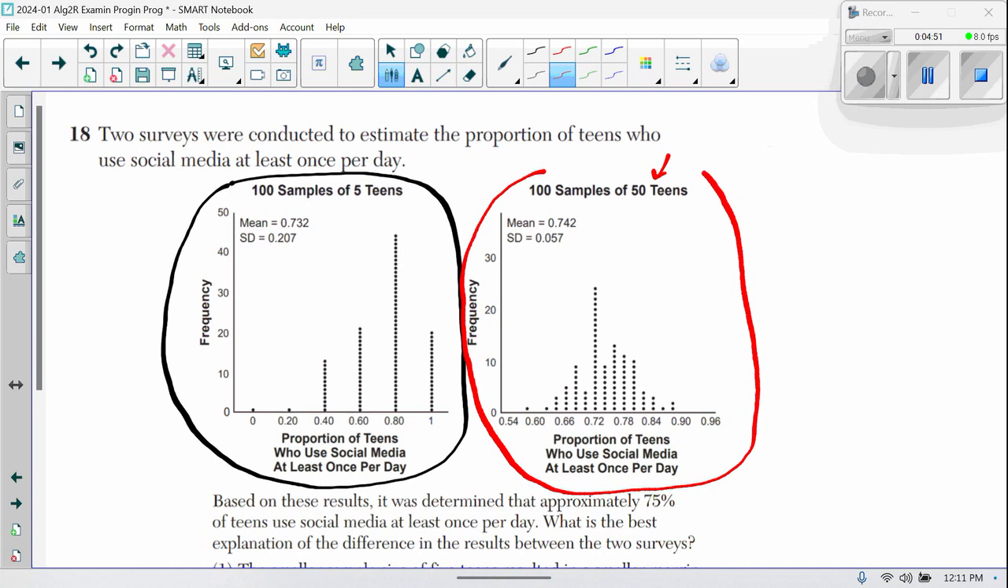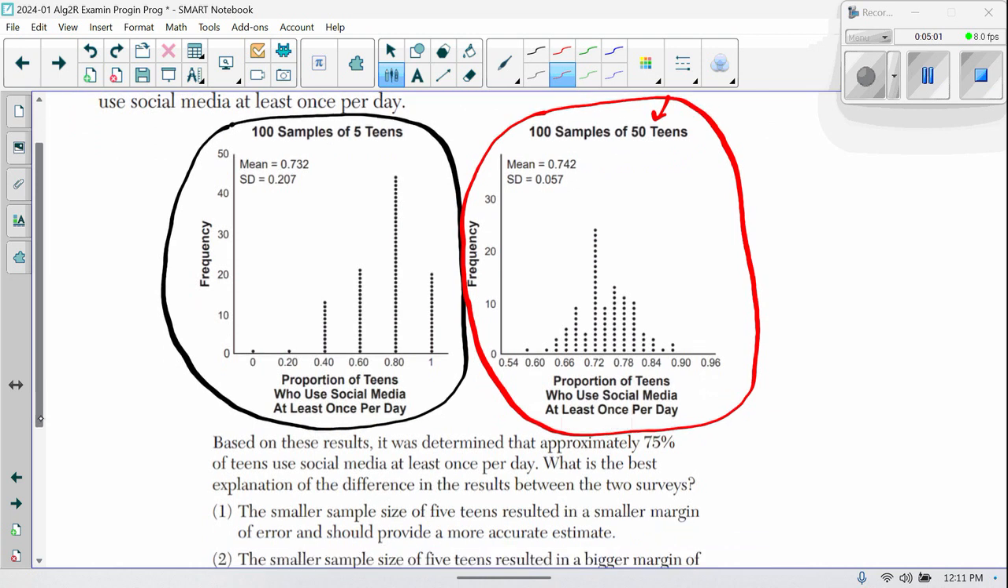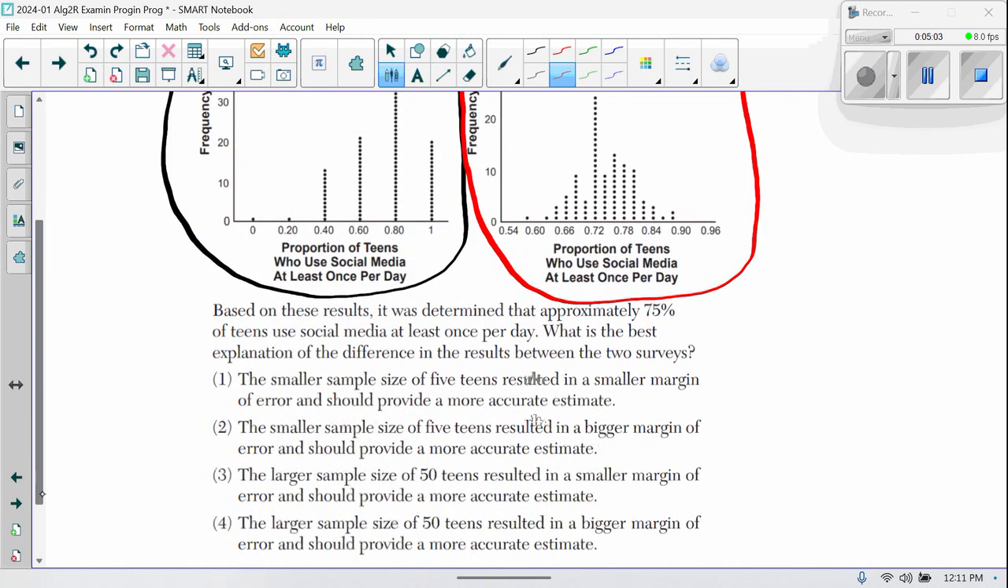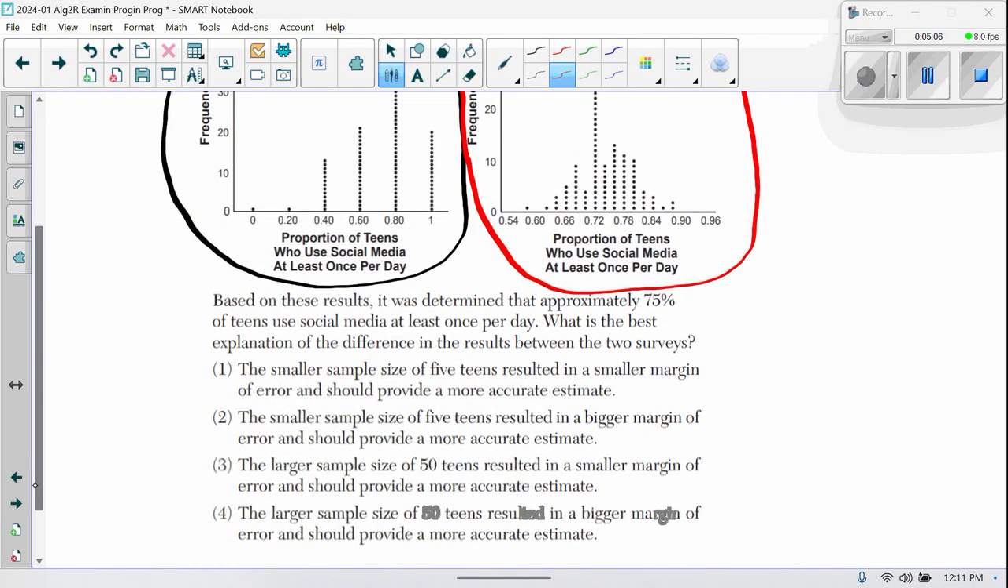Boom. All right. So there's really two ways we can answer this question, and I'm not even going to get into the details of these graphs, but it says based on these results, it is determined that approximately 75% of teens use social media at least once per day. What is the best explanation for the difference in the results between the two surveys?